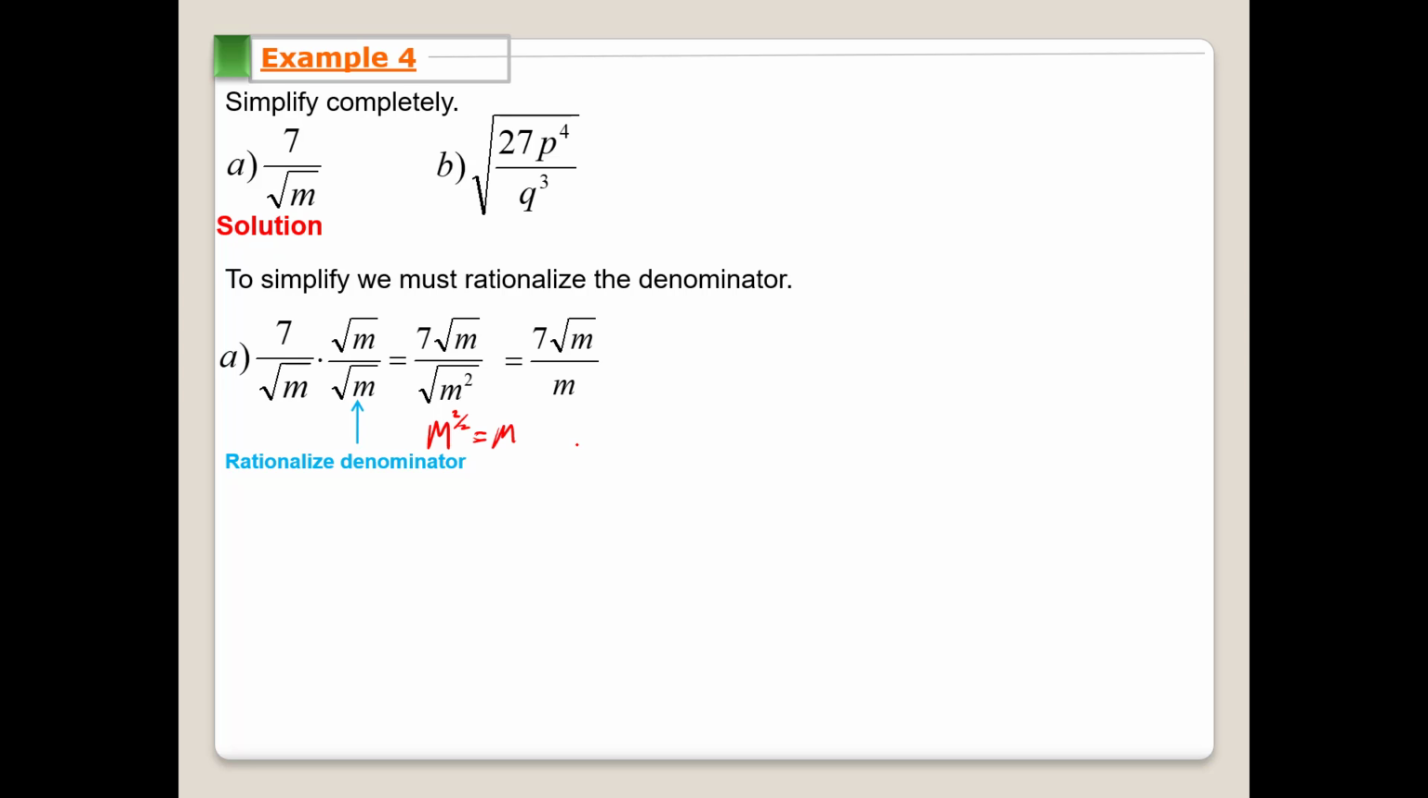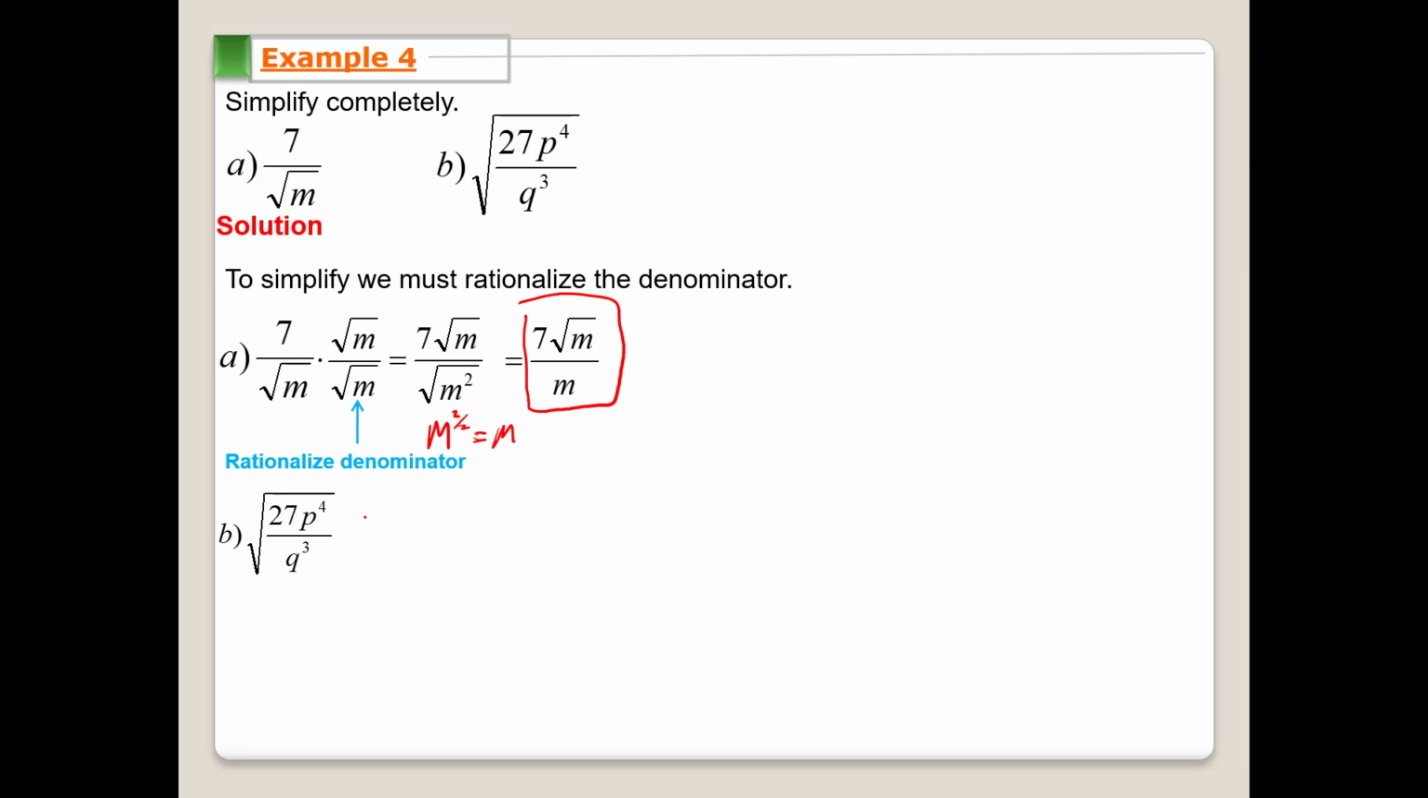Now, can you rationalize any further? Can you simplify any further? No, right? Because this is all we've got. This is all we've got. Sorry, I clicked the button there.